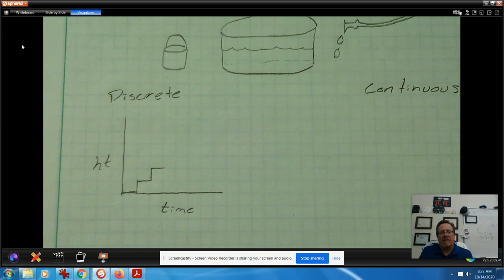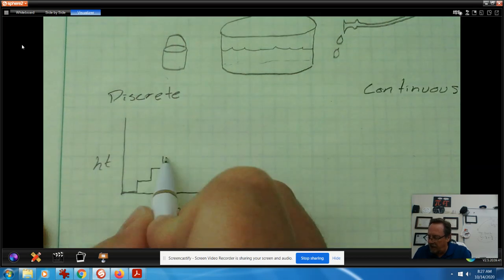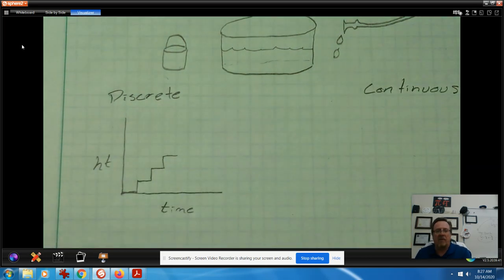Enough time to fill my bucket, and I go back and I pour it in again, I dump it in, and that height goes boom to the next level, and it's going to stay there until I pour the next bucket in.